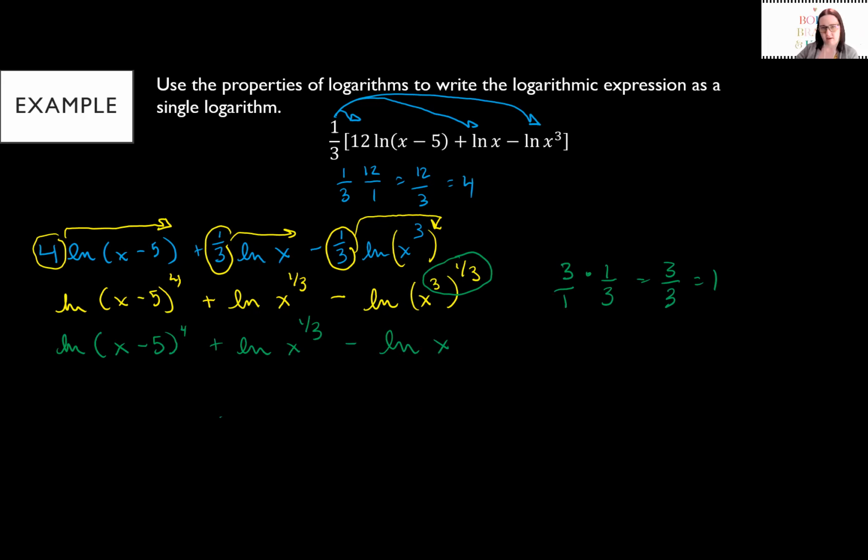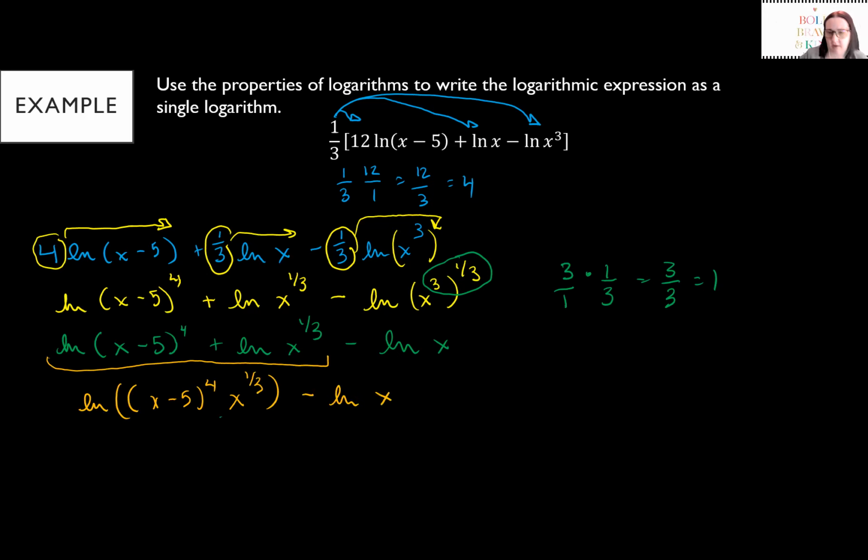So now that we've got that done, now we want to move left to right and start combining these into a single logarithm. And so that will bring us to the product property first, because we have a plus here. So we're going to have the natural log of x minus 5 to the 4th times x to the 1/3. And those are then all in a big set of parentheses because that whole thing is in the natural log. And then minus the natural log of x.